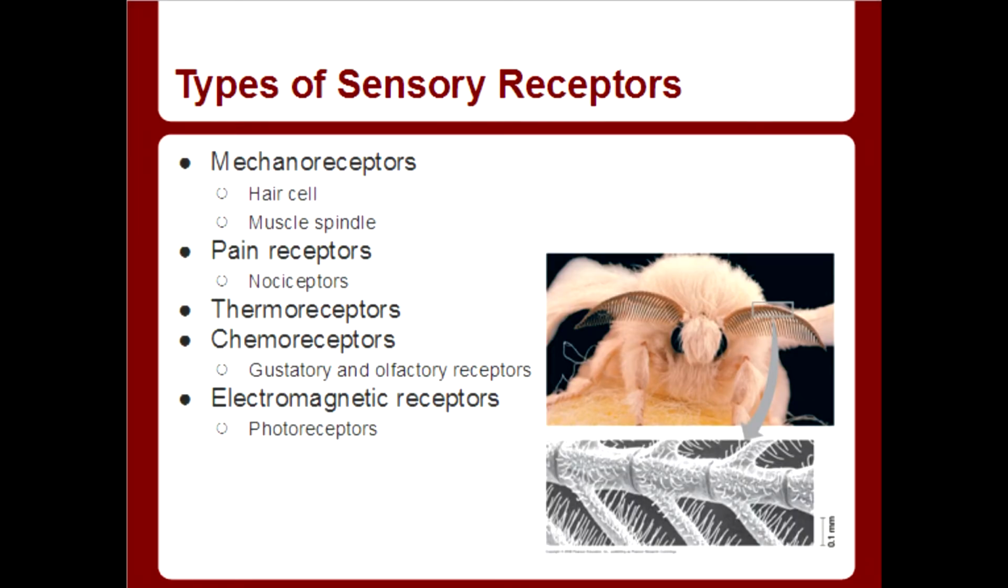Alright, there are different types of sensory receptors: mechanoreceptors, pain receptors, thermoreceptors, chemoreceptors, and electromagnetic receptors. Mechanoreceptors being like touch, pressure, that sound kind of stuff. Pain receptors being pain, thermoreceptors being hot and cold, chemoreceptors being like taste and smell, and electromagnetic receptors being like photoreceptors seeing light, feeling electricity. There's one more. Magnetism.